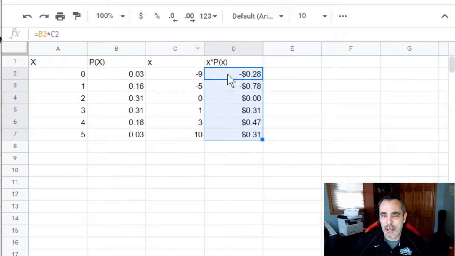Because this is dollars and cents, it's nice because there is a built-in way to format things as money. So I'm going to click on that. It automatically rounds it off to 2 places for me. There's also formulas if you wanted to round it off to a different number of places. But that is X times the probability of X.